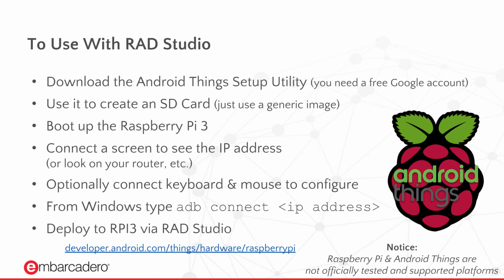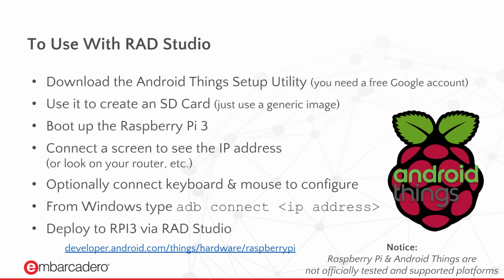And then in RAD Studio, it will see the Raspberry Pi 3, and you can deploy to it like you can any other Android device. Now, keep in mind, you don't have a touchscreen, okay? And you're going to want to just be more cognizant that it's a different platform, different form factor.